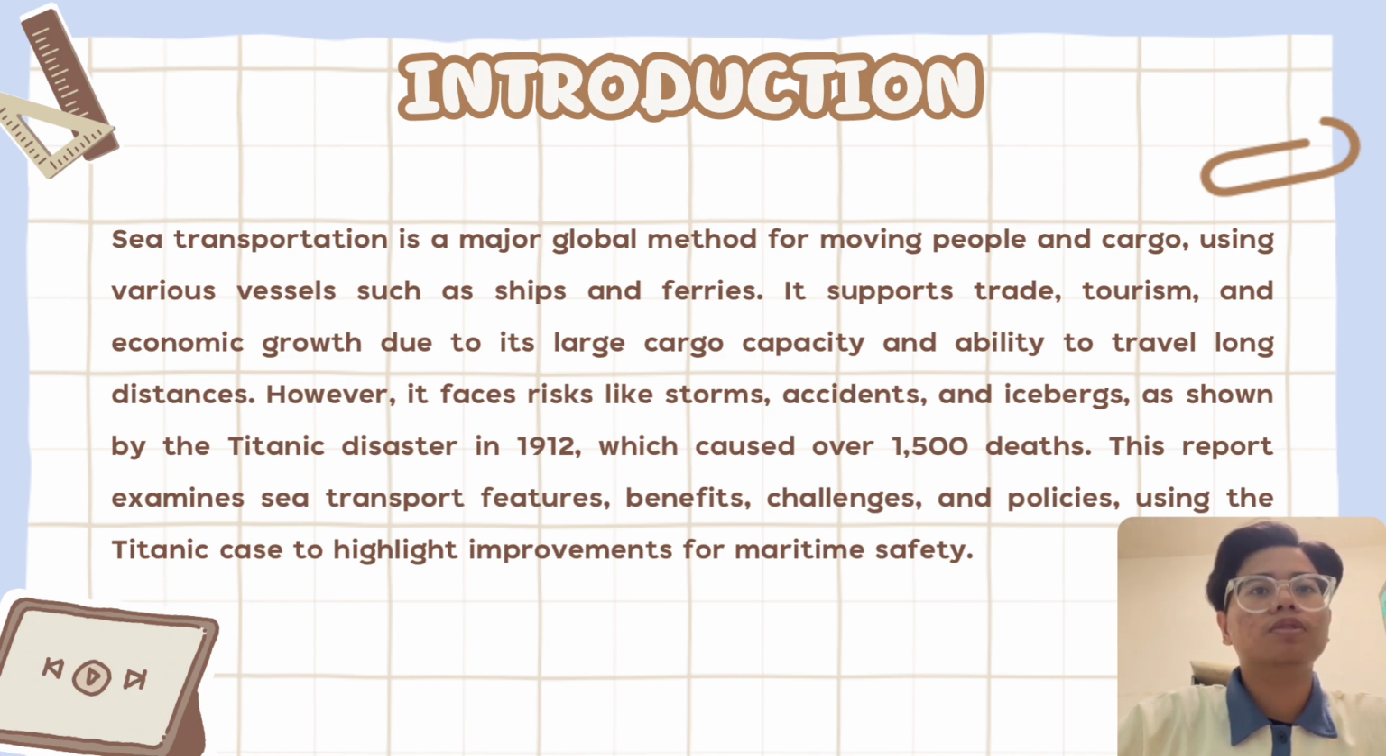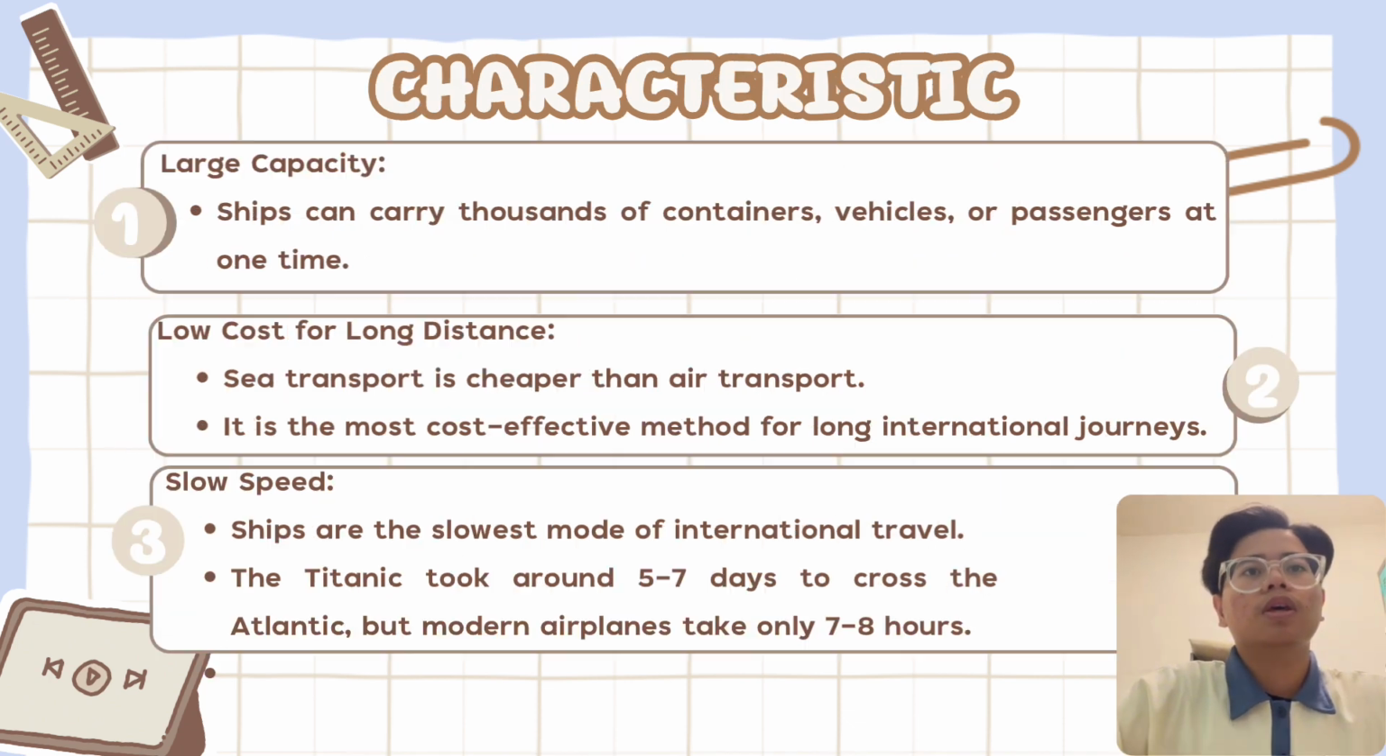However, it faces risks like storms, accidents, and icebergs, as shown by the Titanic disaster in 1912, which caused over 1,500 deaths. This report examines sea transport failures, benefits, challenges, and policies using the Titanic case to highlight improvements for maritime safety. And then the characteristics of sea transport: the first is large capacity.